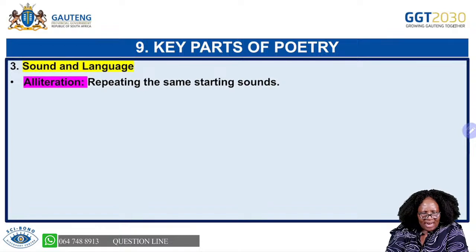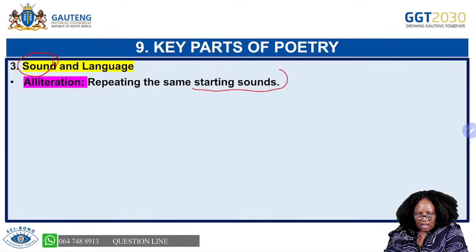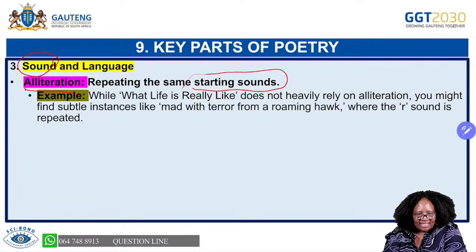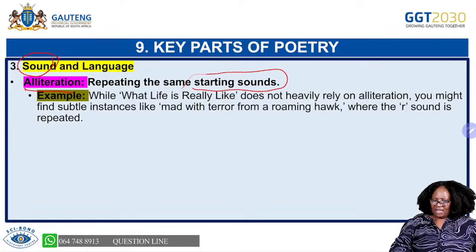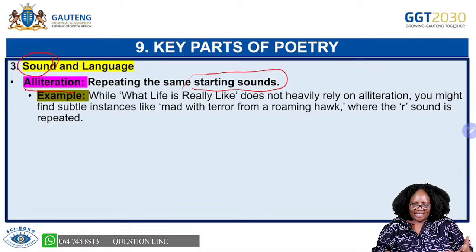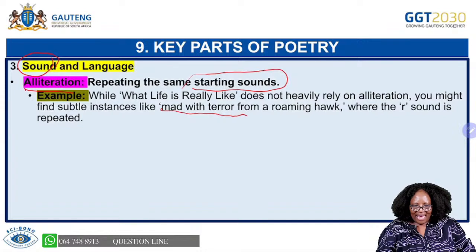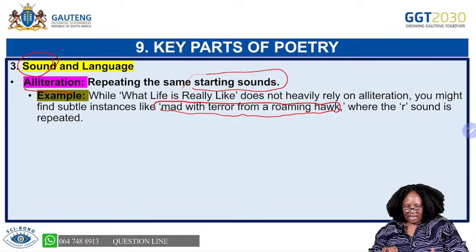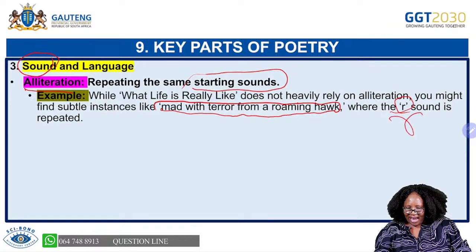We'll also focus on the sound and the language. The repetition of the same starting sound, which is called what? Alliteration. Those are parts of poetry. That's what we study in poetry. For example, our poem, what life is really like, does not heavily rely on alliteration, but there are subtle instances where you find alliteration, like in this example of a sentence, met with terror from a roaming hawk. Met with terror from a roaming hawk, that repetition of the R sound.